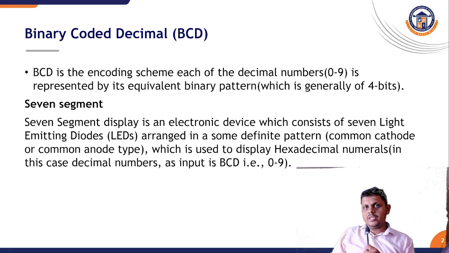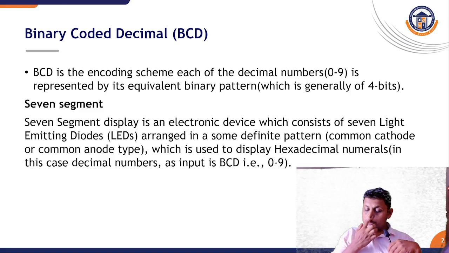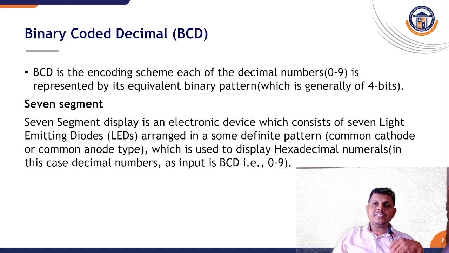First, binary coded decimal. What is meant by BCD? BCD is binary coded decimal. It is an encoding scheme for each of the decimal numbers. So 0 to 9 is represented by its equivalent binary pattern, which is generally 4 bits. Here the BCD numbers are limited to 0 to 9 only.